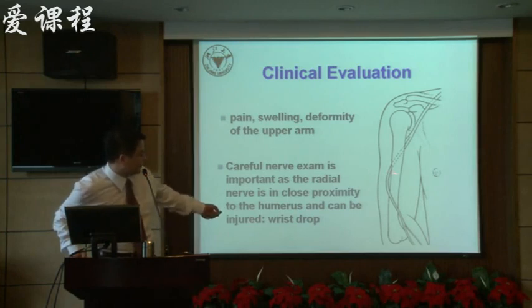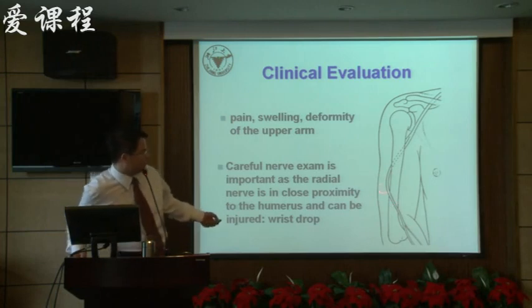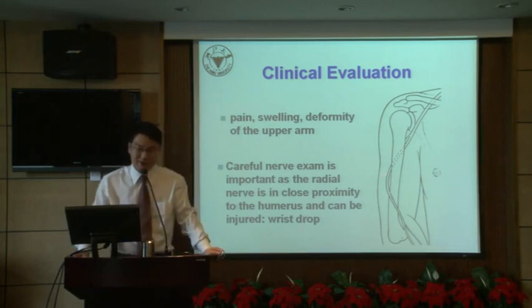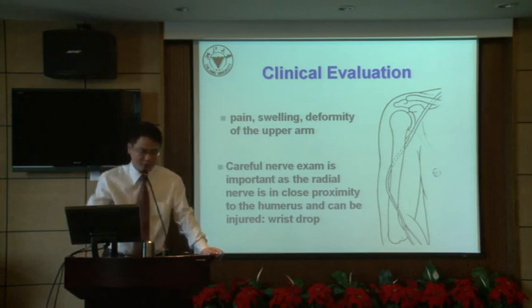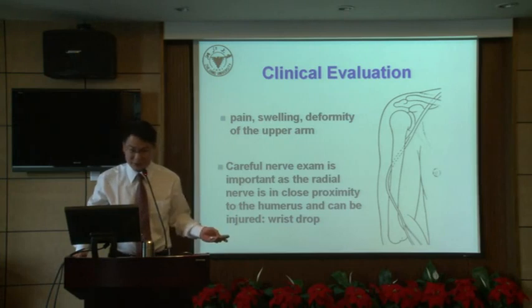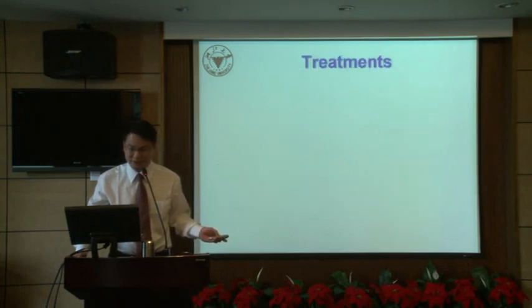Here, this area makes it very easy to injure the radial nerve, as the sharp fracture end will punch into the radial nerve, resulting in wrist drop. So how do we examine the patient? Simply let the patient do wrist dorsiflexion. If it's fine, the patient can do this motion. If the radial nerve got injured, the patient will have a dropped wrist, and this needs your more attention. It typically needs surgery.